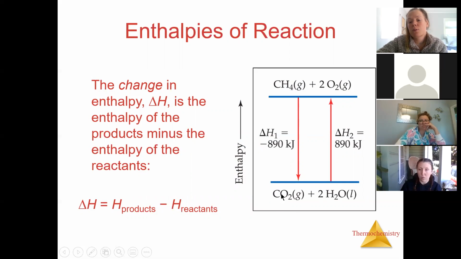If I instead was to take the CO2 and the H2O and somehow combine them in a way where I get CH4, our methane, and our O2, our oxygen, so we do the reverse reaction, it will have the same delta H number, but the sign is opposite. So here it's releasing minus 890 kilojoules. Here it's absorbing 890 kilojoules. So equal and opposite.